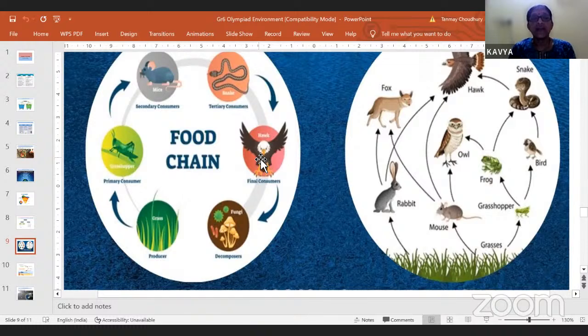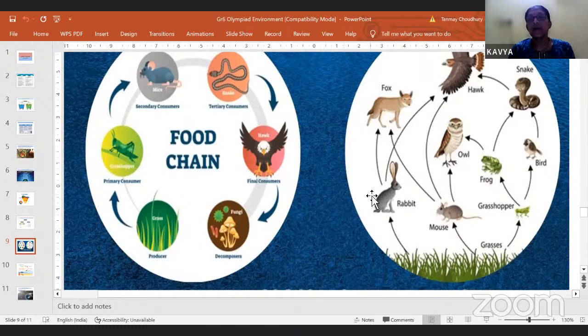Okay. And then all of them, the plants, the primary consumers, the secondary consumers, when they die, they are decomposed and they are left back into the soil. And those are the decomposers. This is a food chain.